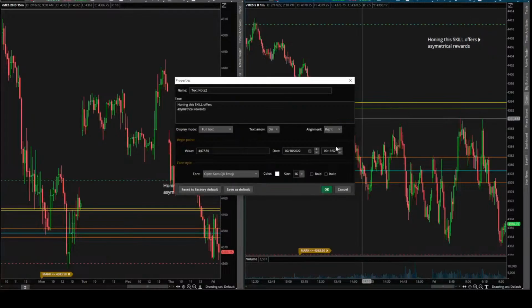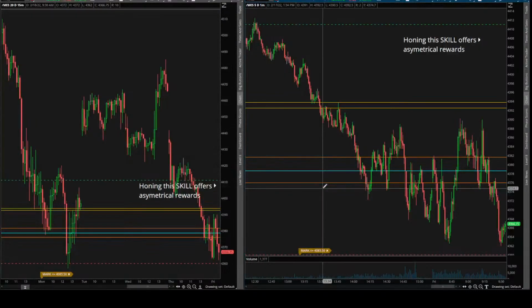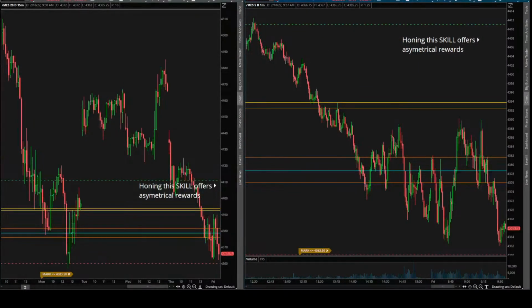Edit this guy, make it a little bit bigger here. 24 will go pretty big. Oh yeah. Honing, hopefully that's how you spell honing, not sure. Honing this skill offers asymmetrical rewards. Boy, that is the truth.